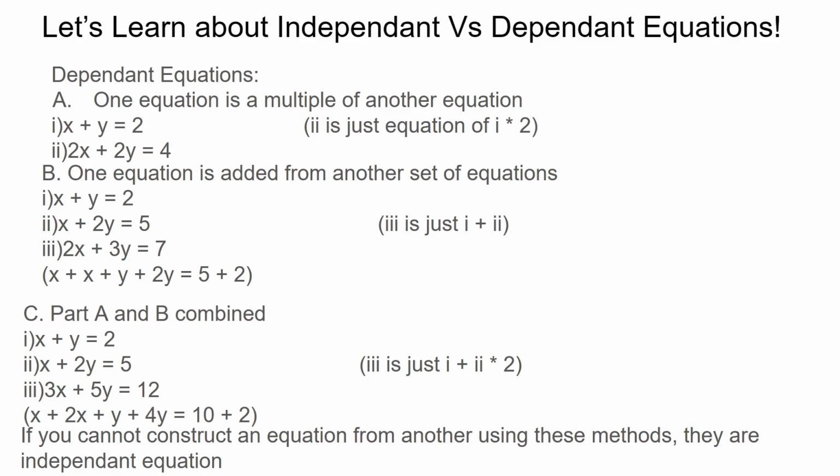For example, x plus y is equal to 2, x plus 2y is equal to 5, 3x plus 5y is equal to 12. Now notice how the third is just I plus II times 2, which is x plus 2x plus y plus 4y is equal to 10 plus 2. If you cannot construct an equation from another using these methods, they are independent equations.